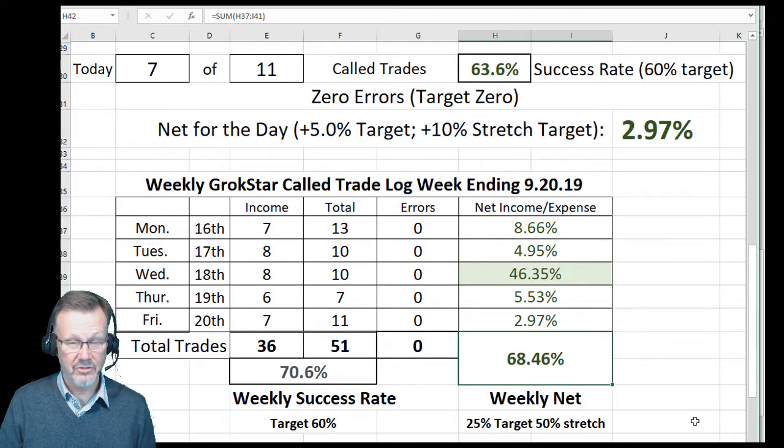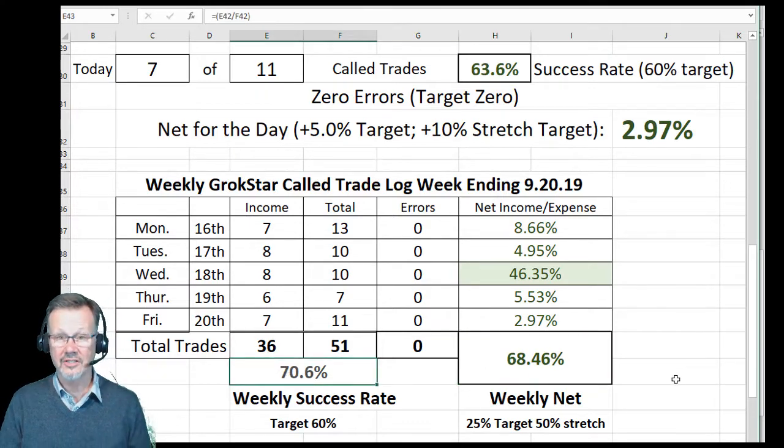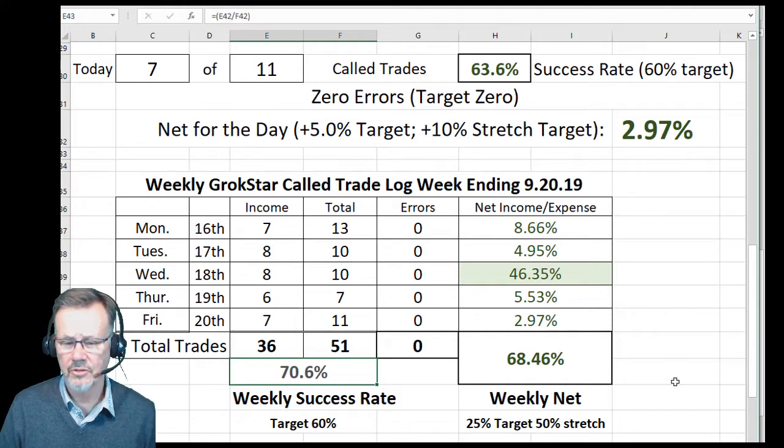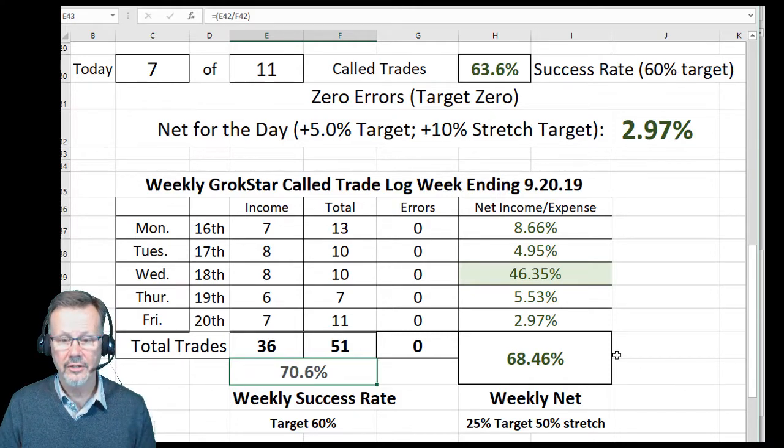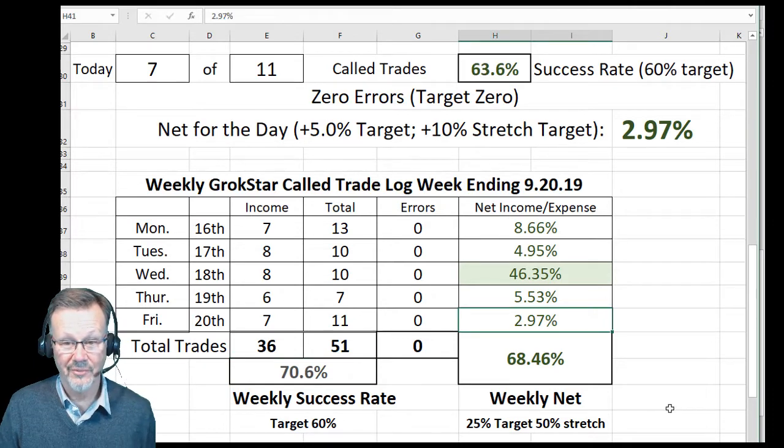68.4%. That's about $6,800 if you're doing the $10,000 lot size. But even more important, look at that, 70% success rate. Woo, way above our 60% total. Now let's go ahead and take a look. But look at on Friday, we only had 2.9%, right?